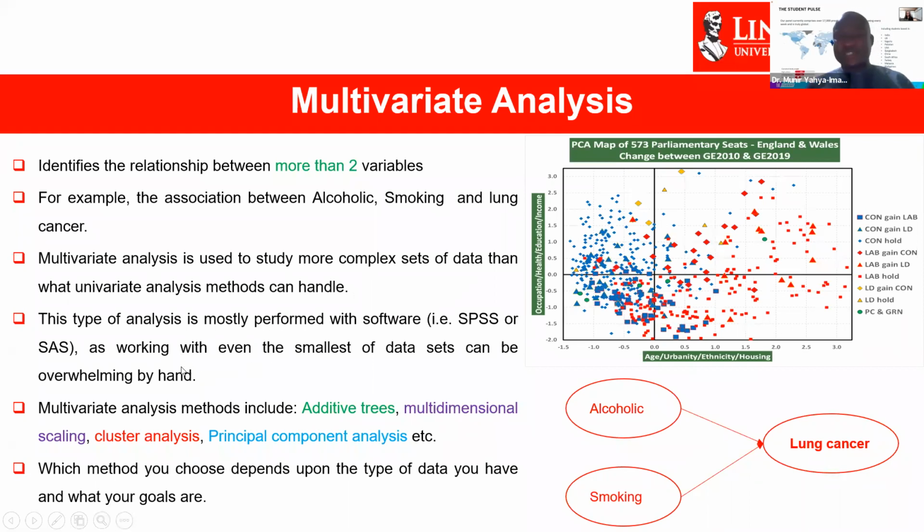Multivariate analysis methods include additive trees, multidimensional scaling, cluster analysis, principal component analysis, and the likes. Which method you choose depends upon the type of data you have and what your goals are.